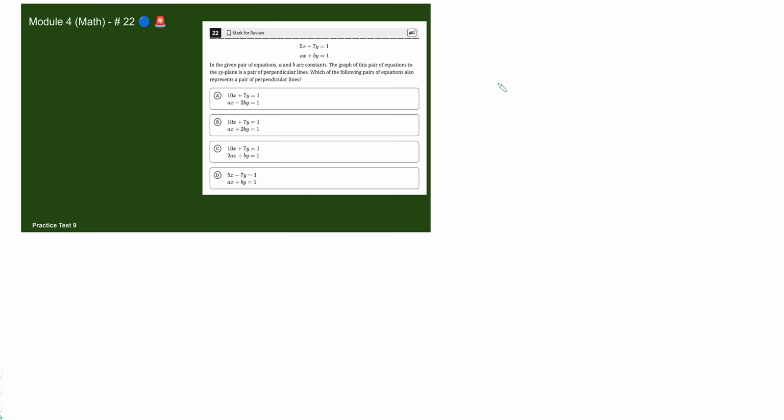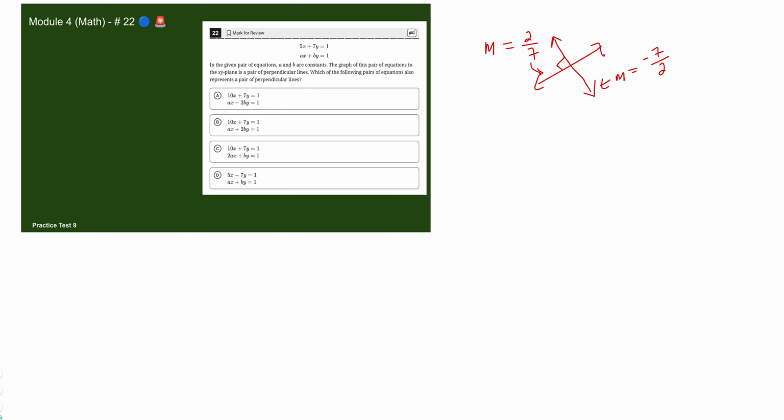Okay, so perpendicular lines, we know that the slopes are negative reciprocals of each other, right? For example, if one line has a slope of 2/7, then the slope of the line that's perpendicular to it, that makes a 90-degree angle with it, would be -7/2. So they're negative reciprocals of each other.